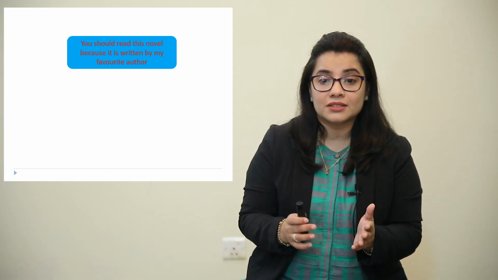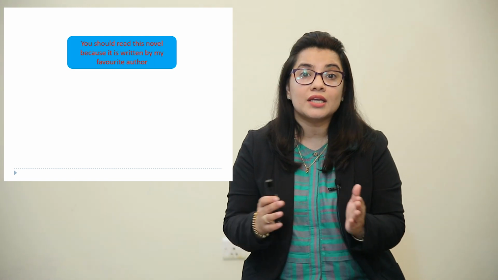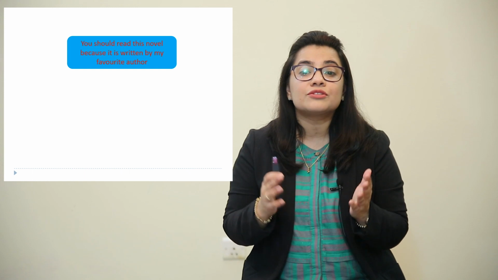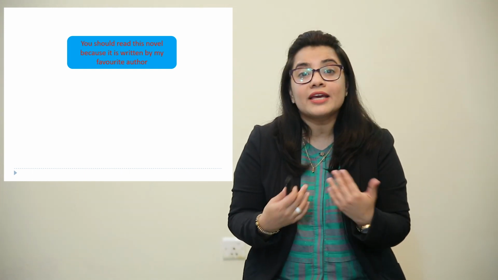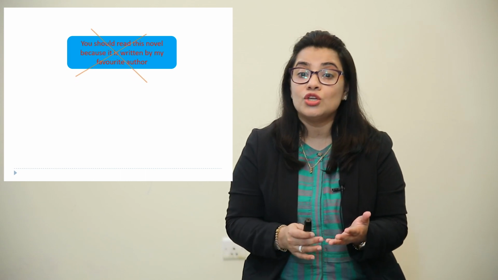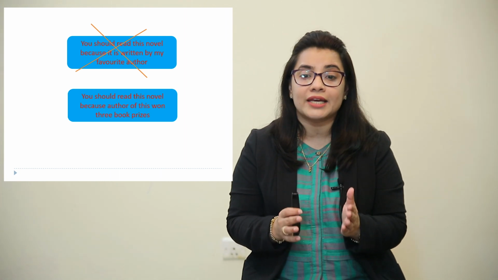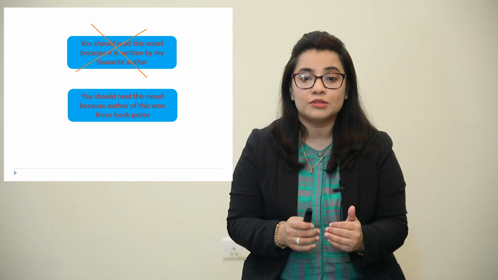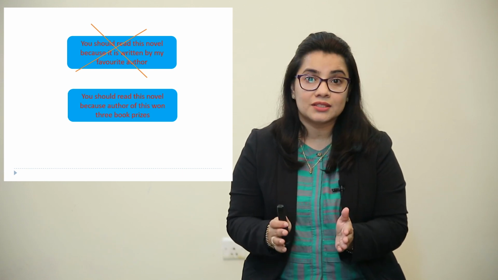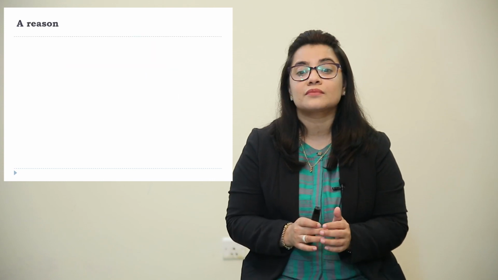For example, this is one of the examples of academic and unacademic claim. You should read this novel because it is written by my favorite author. If I claim this, do you think this is an academic claim? No, this is not an academic claim. The academic claim should be like this. You should read this novel because the author of this won 3 book prizes. This can be an academic claim with a proper reasoning.